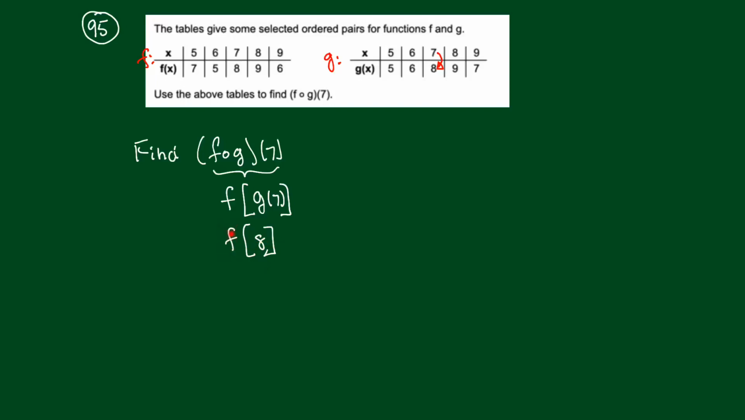So go to the f rule. Here's the f rule. And look for the input of 8. Now the inputs are the x's. So look for the 8. There it is right there. It says to make that a 9. All right, so this is going to be a 9. So all in all, we can conclude that f of g of 7 is 9.